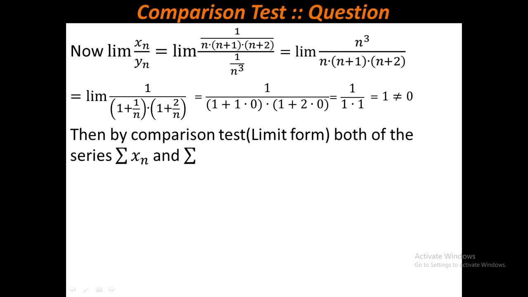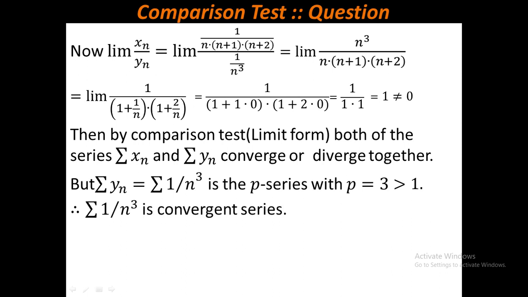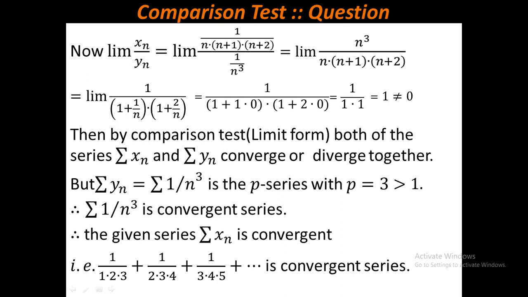But you know the nature of the series yn. Here yn is a p series, because yn is 1 by n cube. It is a p series with p equal to 3. You know that a p series is convergent only for p greater than 1. Here 3 is greater than 1, so summation yn, that is summation 1 by n cube, is a convergent series. So you can conclude that summation xn, the given series, is convergent. That is, the series 1 by 1.2.3, 1 by 2.3.4, 1 by 3.4.5 is a convergent series.